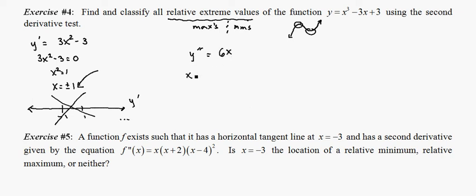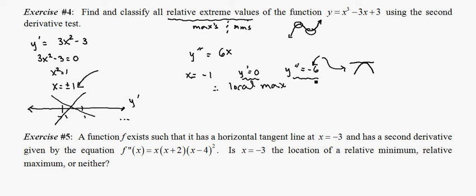6x. So let's take a look at the line of logic. At x equals -1, y prime is equal to 0, and y double prime is equal to -6. So we've got a graph that clearly has a horizontal tangent there, but must be concave down because the second derivative is negative. Therefore, we have a local max. If we were pressed to explain why, we'd say because the first derivative is equal to 0 and because the second derivative is negative.